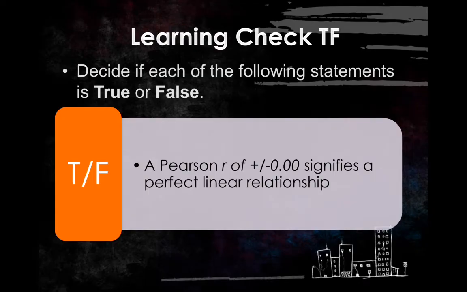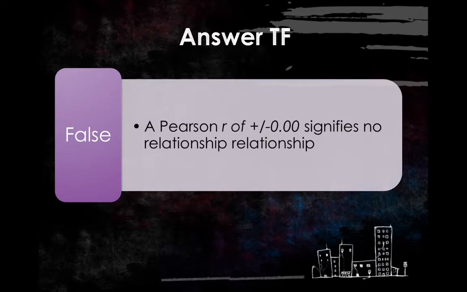What about this one? A Pearson R of plus or minus 0 signifies a perfect linear relationship? Absolutely not, right? Pearson's R of 0 signifies no relationship. Think back to that chocolate chip cookie, right, where the data points are scattered kind of all over the place.